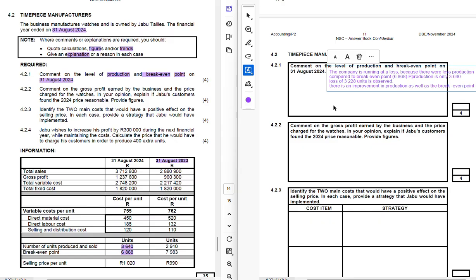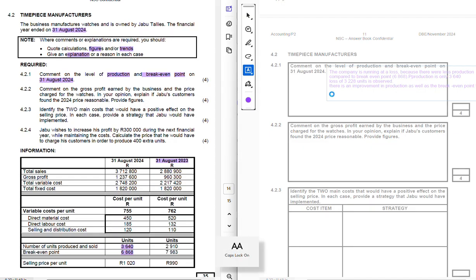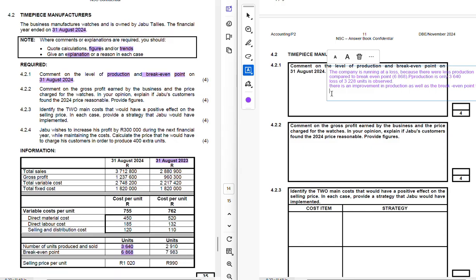Now you have to state the amounts. So you're going to say that the number of units produced improved from 2,910 units to 3,640 units, which is a good thing.